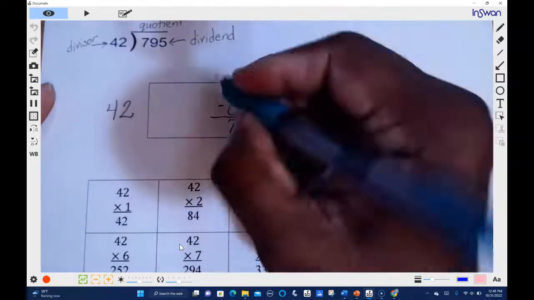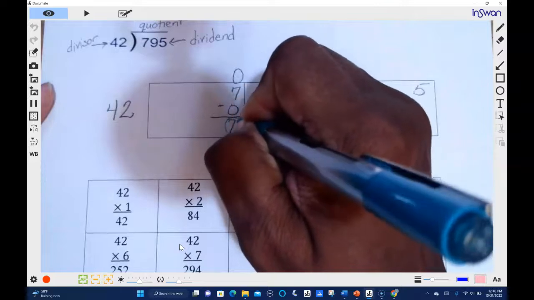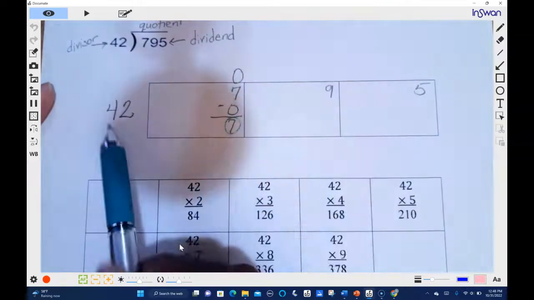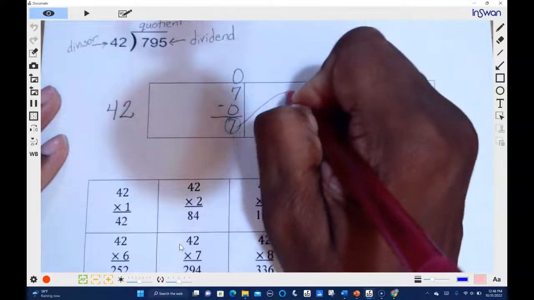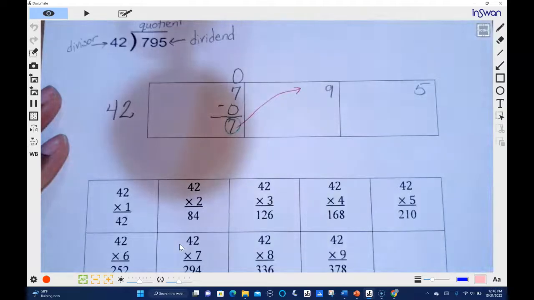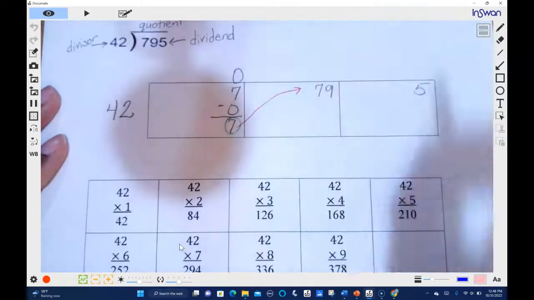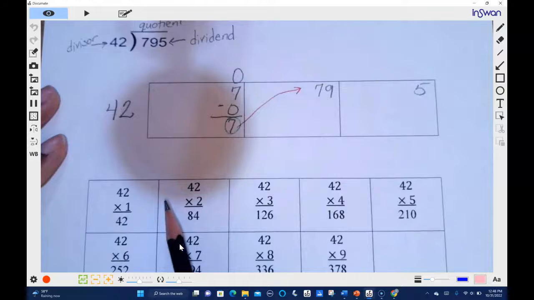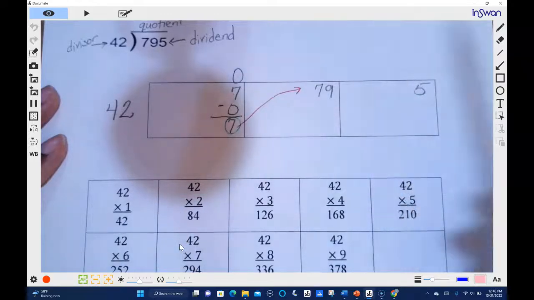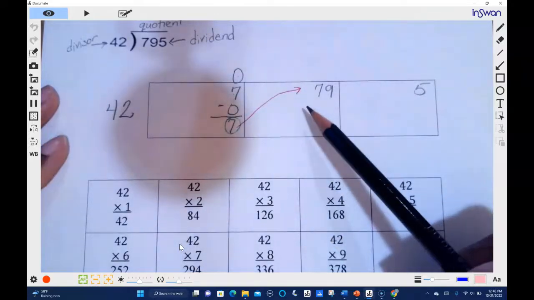I'm going to look at this 7. This is where we come in to compare. Is this 7 smaller than the 42? Why, yes, it is, because we said that earlier. So we're going to take this 7 and bring it up next to this 9. So now we have 79. And our next step is to repeat. So we're going to go all the way back up to step 1, which is to divide.